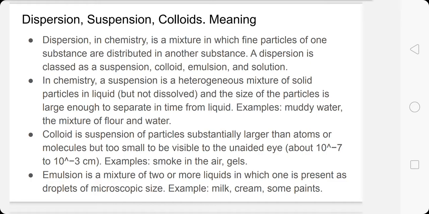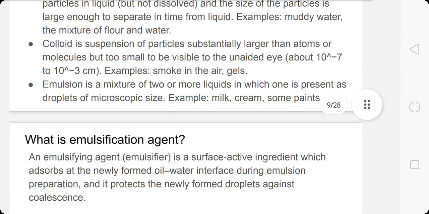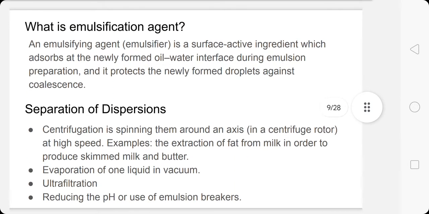Emulsion is a mixture of two or more liquids in which one is present as droplets of microscopic size. Examples are milk, cream, and some paint. What is an emulsification agent? To make an emulsion more stable, an emulsifying agent is a surface active ingredient which adsorbs at the newly formed oil-water interface during emulsion preparation, and it protects the newly formed droplets against coalescence.